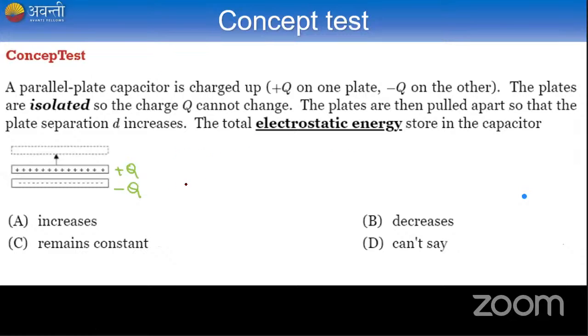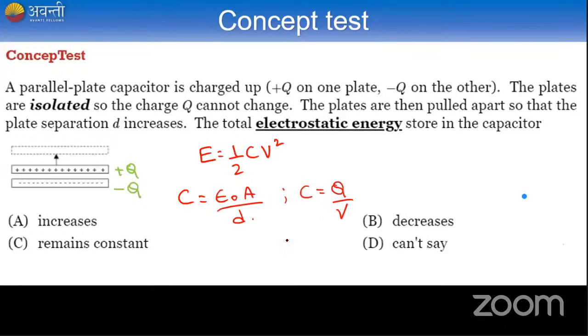What's happening here? We know the energy stored E is equal to half CV squared, right? And this is a parallel plate capacitor whose capacitance is C equals epsilon naught A divided by D. And we know in general the capacitance is given by C equals Q upon V. I think I explained using the same terms in the previous question also.